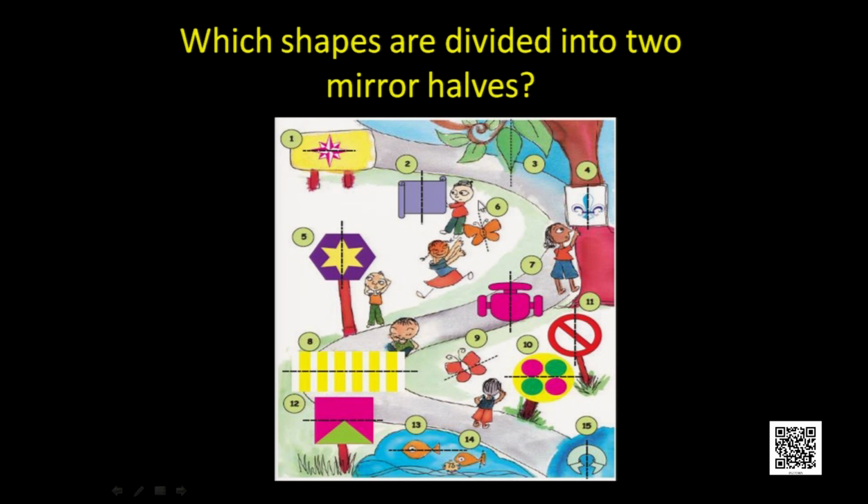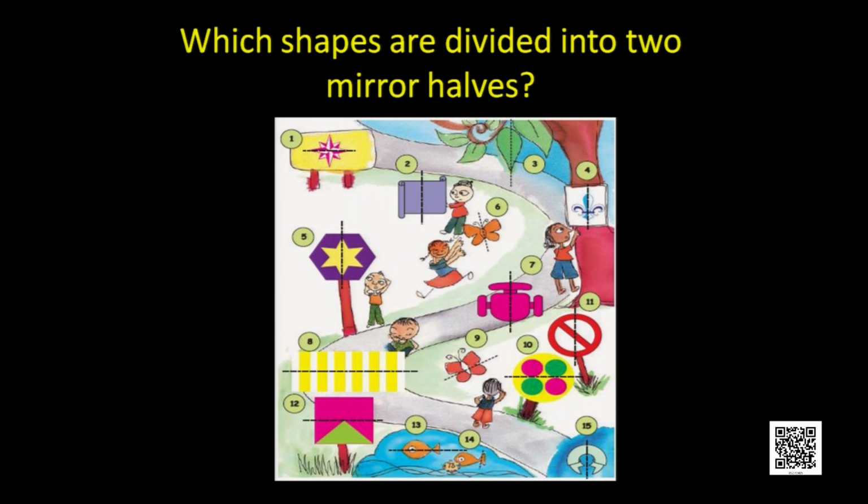Now you see this picture 5, the star. If I fold this half part over the other, then it will cover exactly. So I can say this picture has mirror halves. Now you see this butterfly. If I fold it, the left part will cover the right part exactly. So this picture has mirror halves.